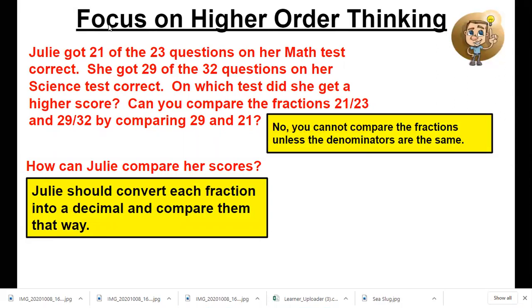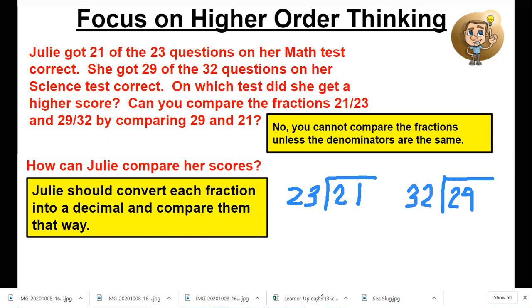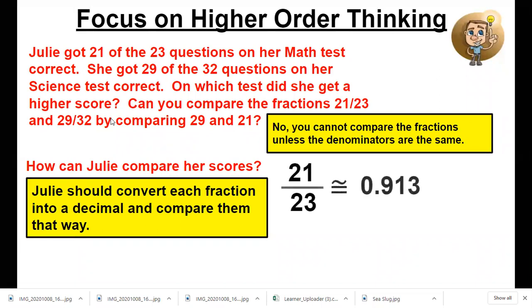So we would divide 21 on the inside divided by what on the outside? 23, right? And on the second one, for the science test, we would divide 29 on the inside by 32 on the outside. And that's how I get your grades as well. And then we would do our long division. So we'd have to put a 0.0 here and continue from there. And we'd have to put a 0.0 here and do our long division. So I'm going to just show you the answer on this one.